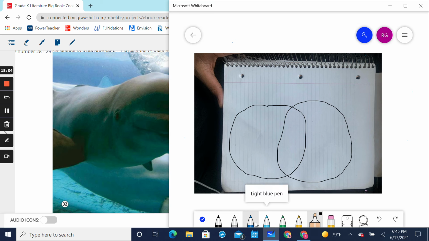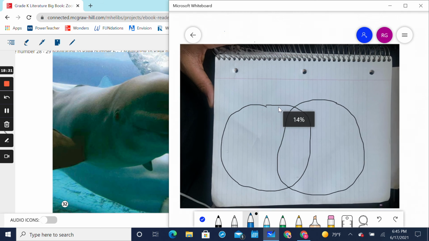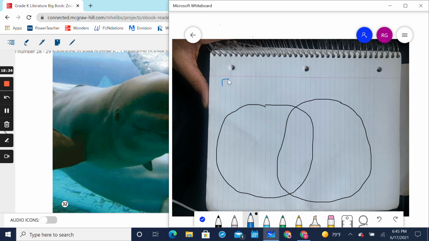So, on the left side, we are going to write the words. We are going to be comparing 2 animals. We're going to compare and contrast 2 animals. Our first animal that we're going to write down is our fennec fox. Oh man, I wrote too big. Let's make that a little smaller. Zoom in a bit. Our fennec fox.